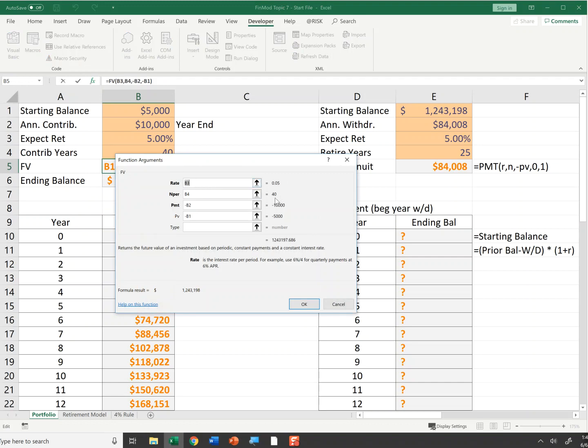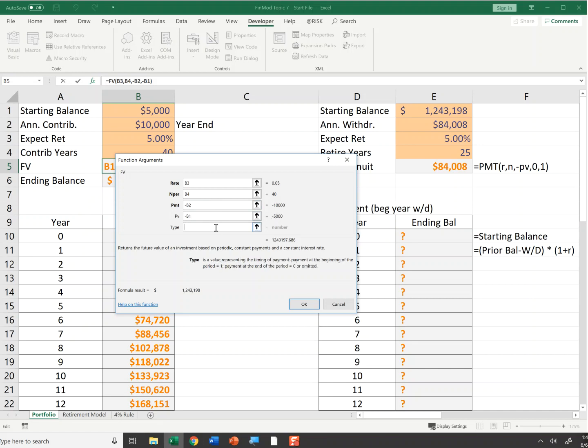Now, I didn't actually have to do this because I could have used the future value function and said 5%, 40 years, negative $10,000 payment. Now I'm making a negative here because in the financial functions in Excel, it's helpful to think of inflows and outflows. In other words, I have an outflow of $10,000 annually, that's the payment, and at present value, I also deposit $5,000 in an account. So these are 2 outflows.